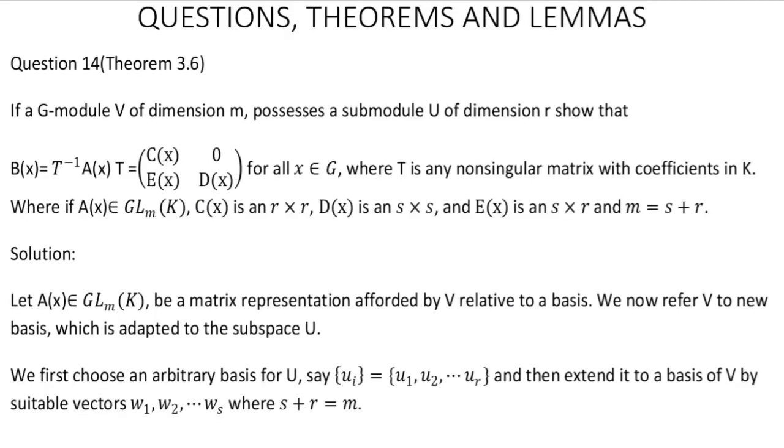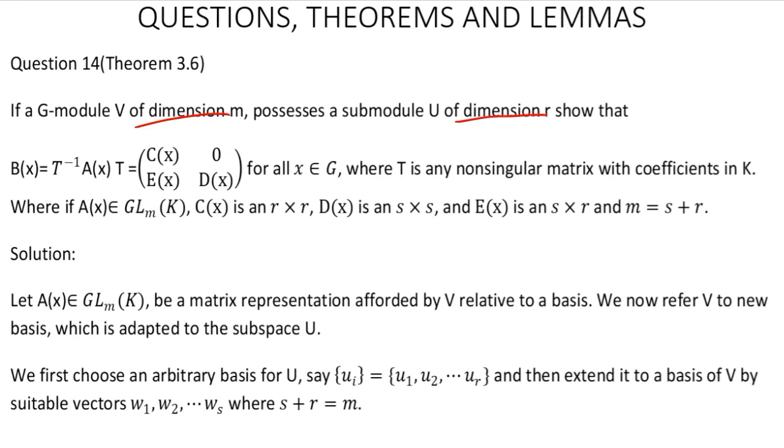So now we go into the theorem. We have a theorem in your lecture notes, it's 3.6. It says you have a G module V whose dimension is M, and that it possesses a submodule U of dimension R. Remember that the module V is also a vector space, right? And the submodule U is also a vector space. V has dimension M, while U has a dimension of R.